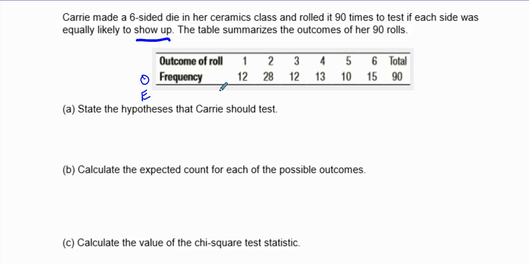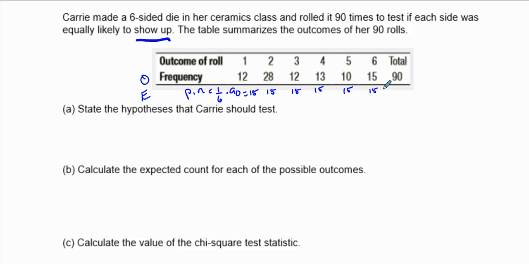The expected values are going to be, as we said before, whatever the probability is times our n value for each category. Since this is a die and there's 6 sides, we're assuming it's a fair die, so our probability would be 1 over 6. If we take 1 over 6 times 90, each one of these categories would equal 15. So we're expecting that we would get a 15 at each one of these values.